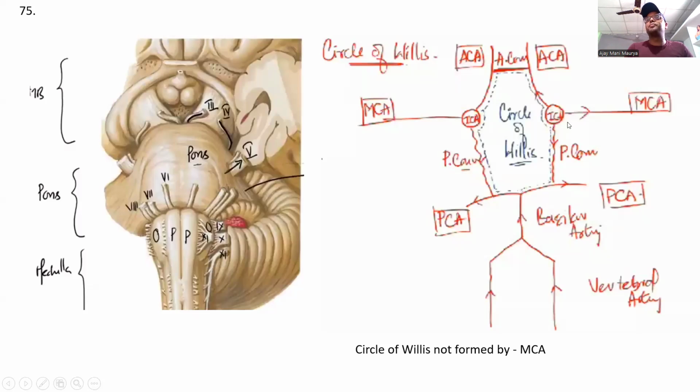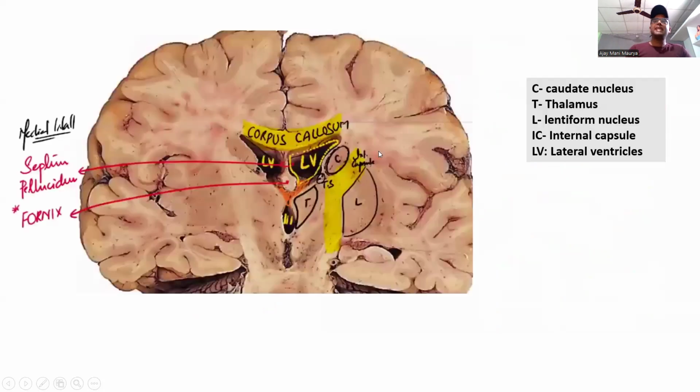Please remember. Okay, now the MCA is not going to form the circle of Willis. Please try to remember this one, guys. And also, guys, there is always one question to mark this one.